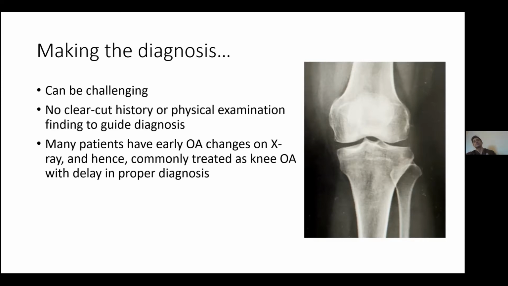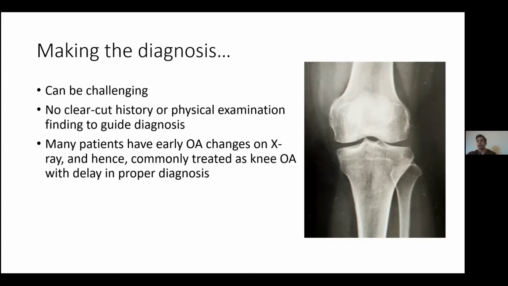Making the diagnosis of a root tear is in fact challenging, because there's no specific history or physical examination to guide the diagnosis. When patients present, the immediate action is of course to do an X-ray, and on X-ray you may see some early OA changes. Commonly, these patients are treated as knee OA, given some symptomatic treatment, and this is one of the reasons there's a delay in the proper diagnosis.